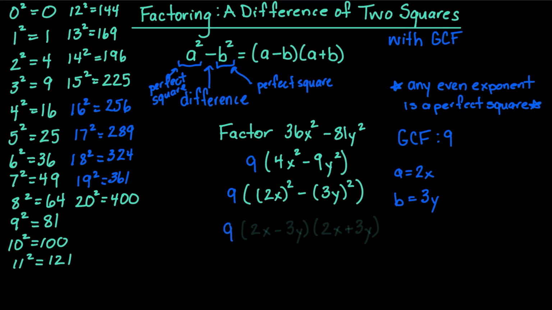So this factors to 2x minus 3y times 2x plus 3y. And I double check. Both factors are prime. I cannot factor them any further. So I have completed factoring 36x squared minus 81y squared.